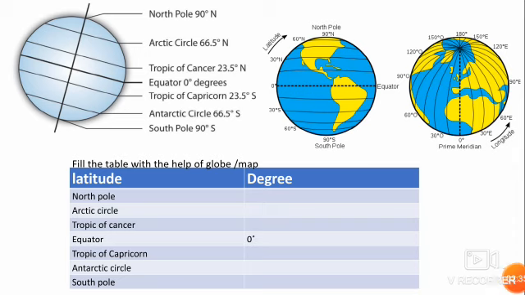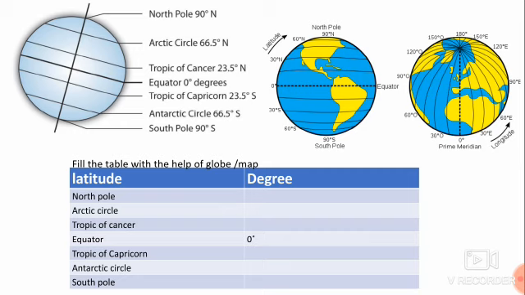Okay students, now you will find a table in your textbook as given below. Fill the table with the help of a globe or map. The names of latitudes are given there and the 0 degree latitude is the equator, which is already given. You have to write the degree of each latitude. So what is the North Pole degree? Yes, it is 90 degree N.